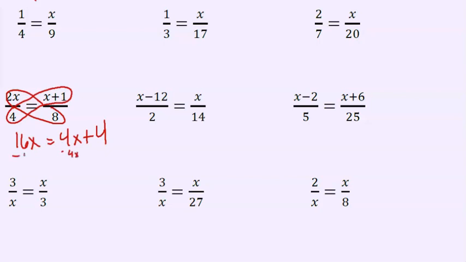Subtract 4x from each side, and then we get 12x equals 4. Divide each side by 12. You get 1x equals 1/3. When we simplify this fraction, we get 1/3 because we could divide each of these by the unity fraction 4/4.